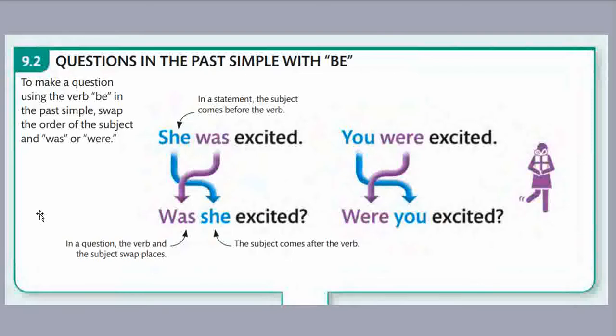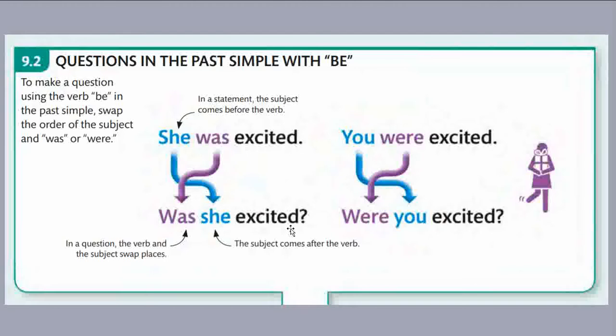The next pointer that we have in this video is the questions in the past simple with be form. Now be form, we have pointed out the words that we are using for past tense. We are using only was and were. So to make a question using the verb be in the past simple, swap the order of the subject with was and were. That means when you have the sentence structure before you, like for example, she was excited, just interchange the first two words, that is subject and the auxiliary, and make sure the auxiliary is placed first and the subject is placed after that, and you add a question mark at the end. That is how the question is formed.